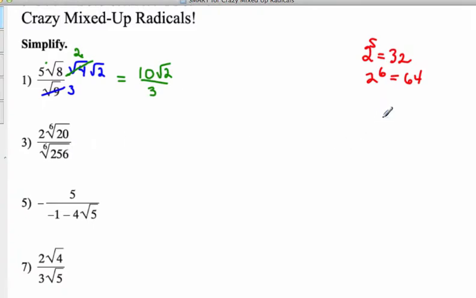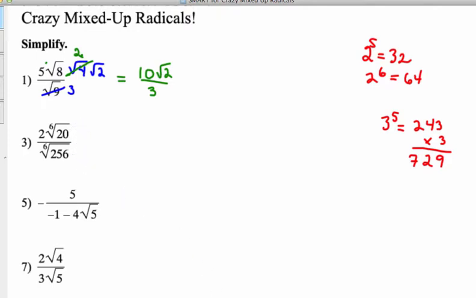The next sixth power, I guess I'd have to work my way up there. 3 to the 5th is 243. So if I don't know 3 to the 6th, I'm just going to multiply by one more power of 3. Oh, 729. Very nice. Okay, so the sixth root of 256 and the sixth root of 20.